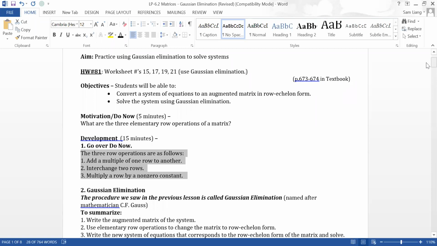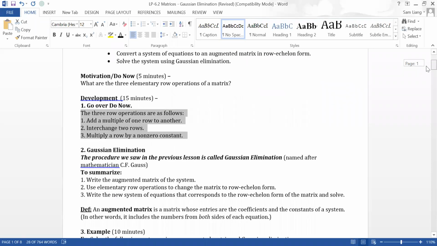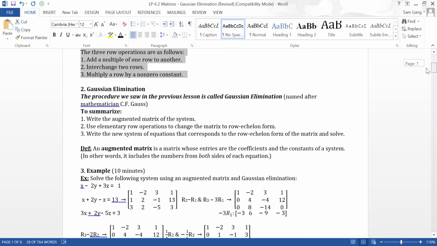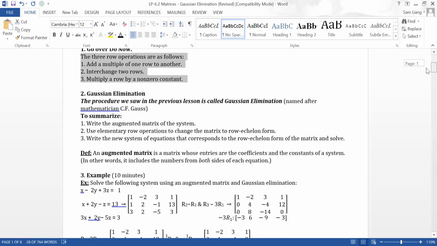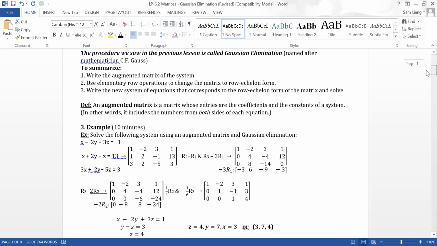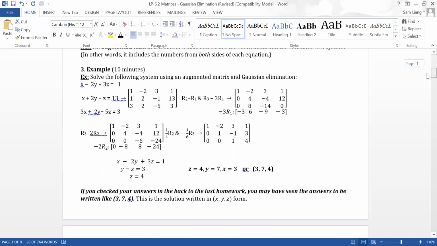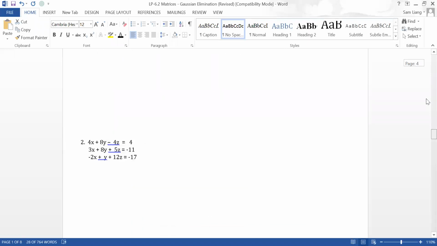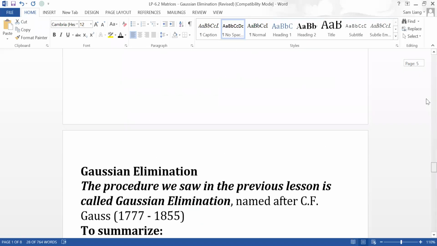So today is just pretty much a review of yesterday, but we're going to formalize some of the definitions and also the procedure that we saw yesterday. That procedure, again, is called Gaussian elimination, again from the aim. And then we're also going to define an augmented matrix, which we saw yesterday, but we'll have the definition here, and that'll be followed up with an example. Okay, so with that being said, let me scroll down to the notes.